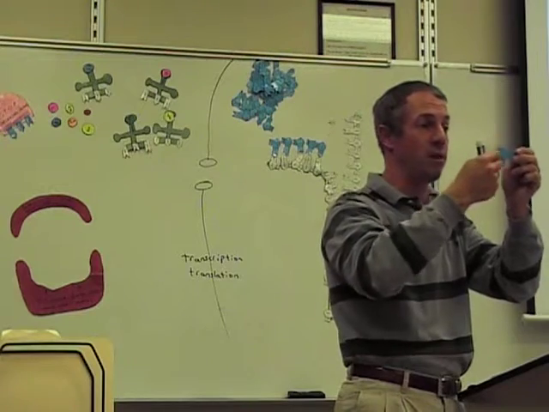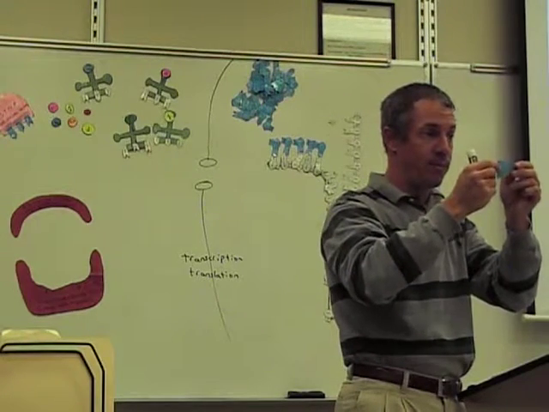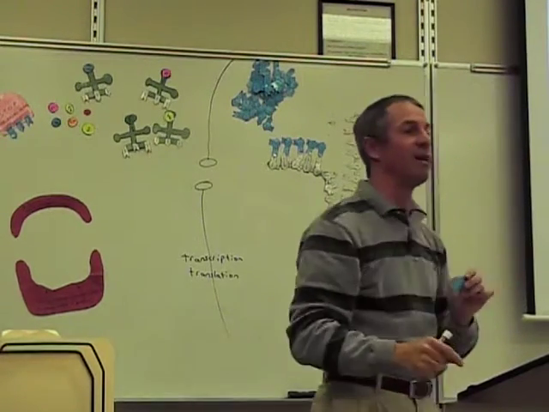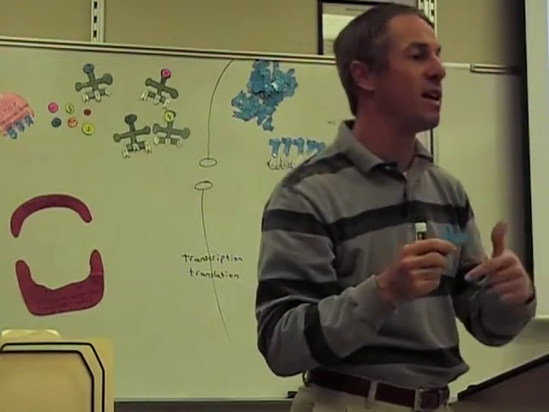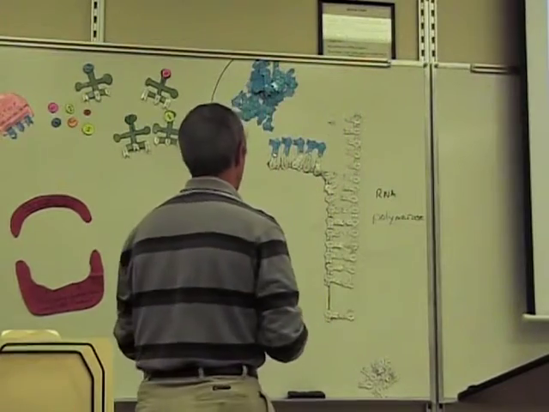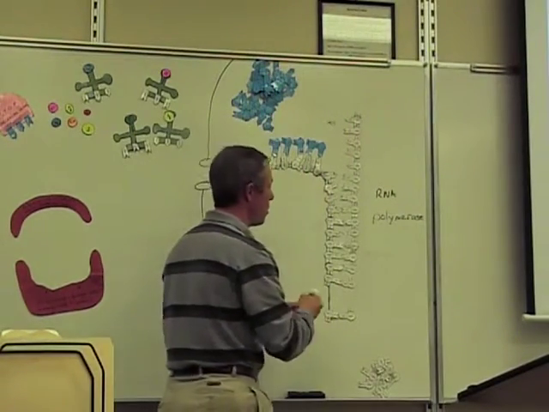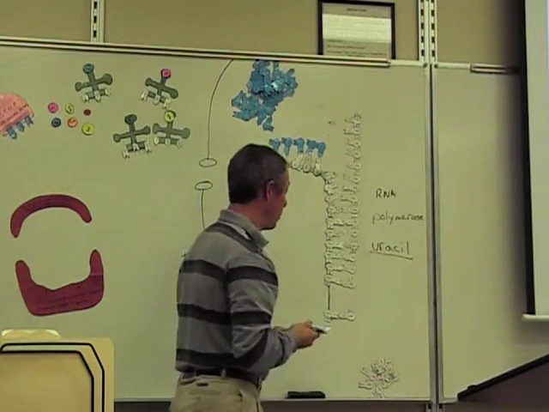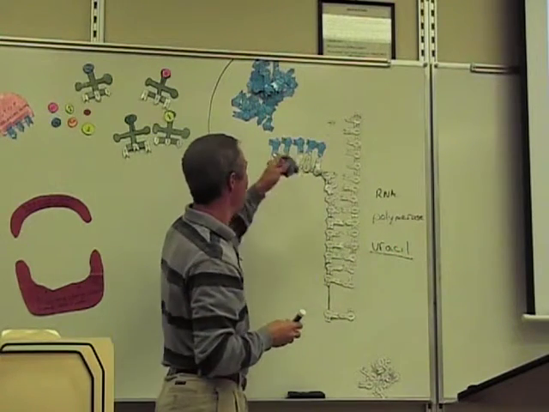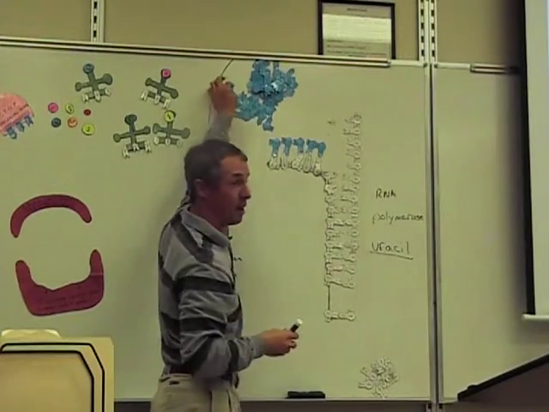That's one difference. The sugar is different. T becomes U. That's the other big difference. It has U instead of T. Uracil instead of thymine. How do you spell uracil? RNA has uracil instead of thymine.